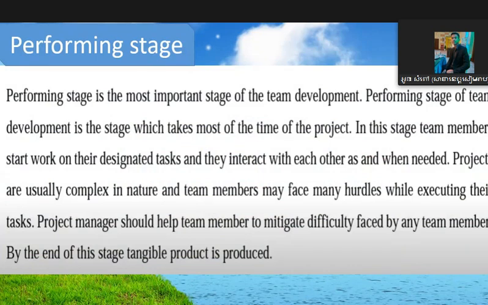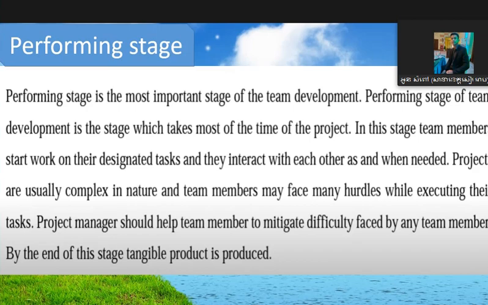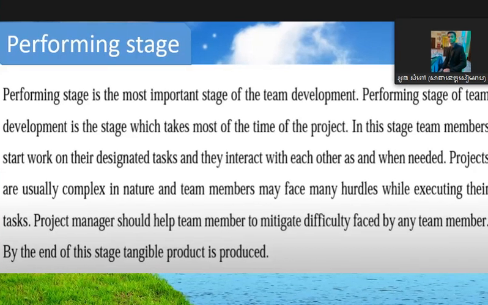Like my team members have mentioned, the first steps are forming, storming, norming, and after that comes the performing stage. The performing stage is the most important stage of team development. It is the stage which takes most of the time of the project. In this stage, team members start working on their designated tasks and they interact with each other as and when needed.